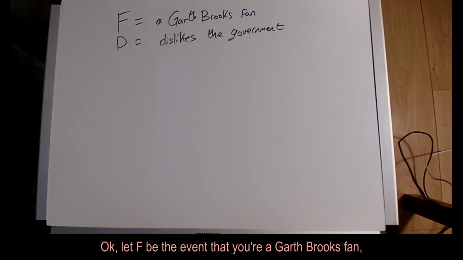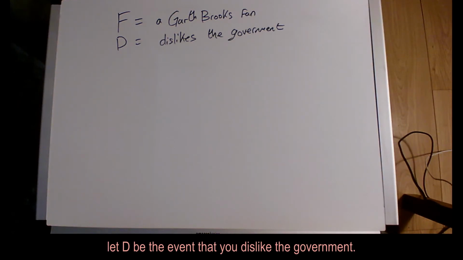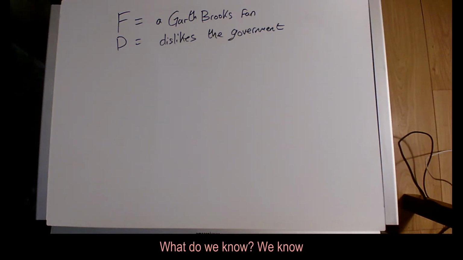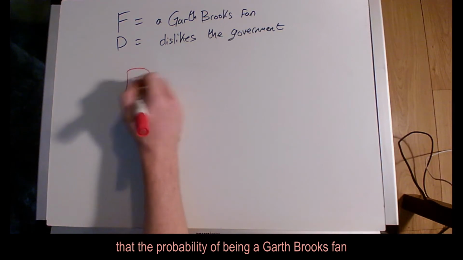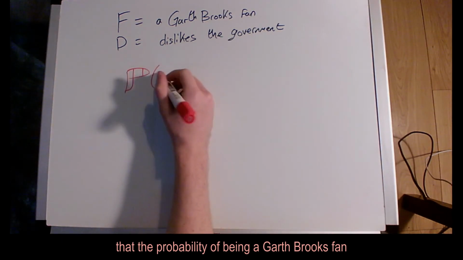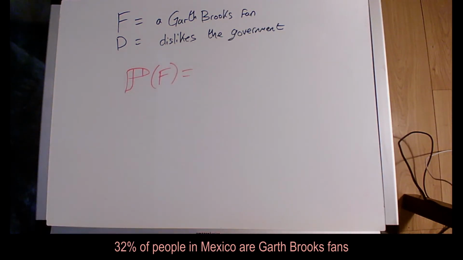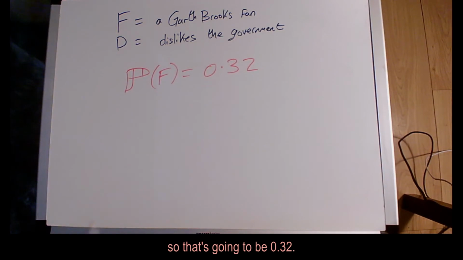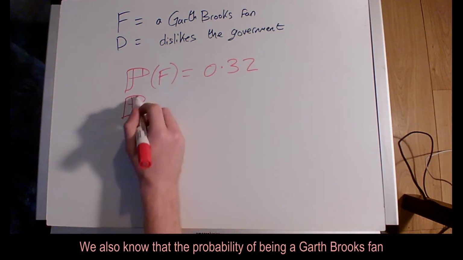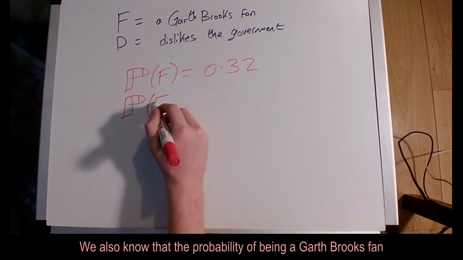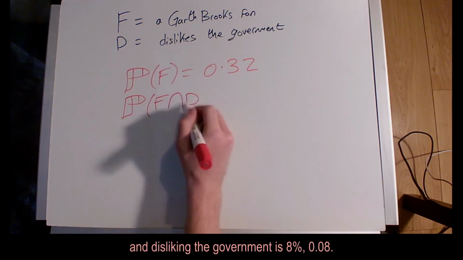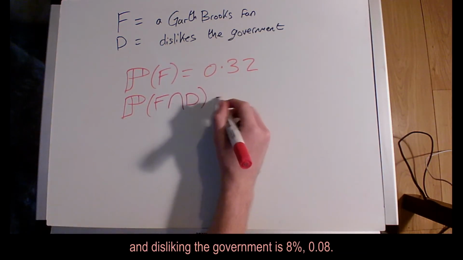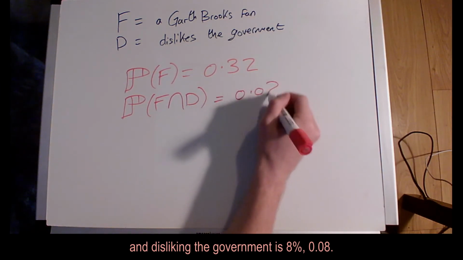Okay, let F be the event that you're a Garth Brooks fan. Let D be the event that you dislike the government. What do we know? We know that the probability of being a Garth Brooks fan, 32% of people in Mexico are Garth Brooks fans, so that's going to be 0.32. We also know that the probability of you being a Garth Brooks fan and disliking the government is 8%, 0.08.